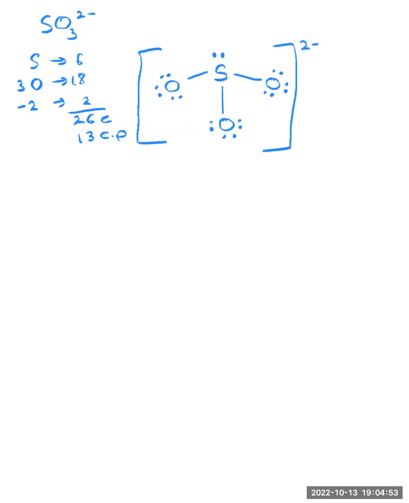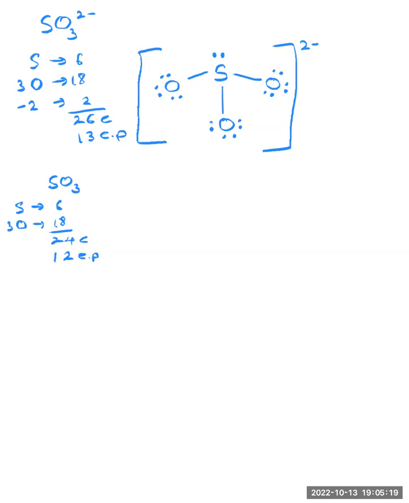Now let's do another one. This time let's do SO3. SO3 is a molecule as well. No charge. Sulfur again has 6 electrons, and then oxygen is 6, but we have 3 of them. Therefore 18. Altogether we have 24 valence electrons, meaning 12 electron pairs.